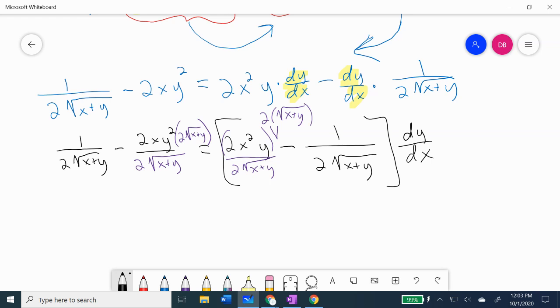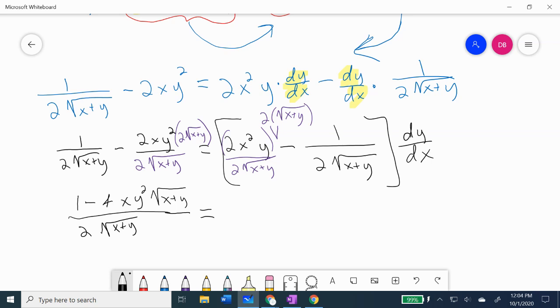So now on the left side of the equal sign, I have my common denominator of 2 times the square root of x plus y. And then I bring the numerators together with the addition or subtraction. And that's going to give me 1 minus 2 times 2 will give me 4. And x times a y squared times a square root of x plus y.